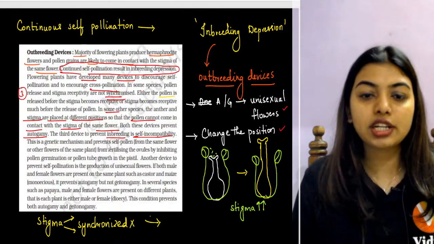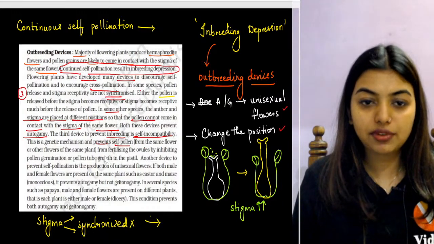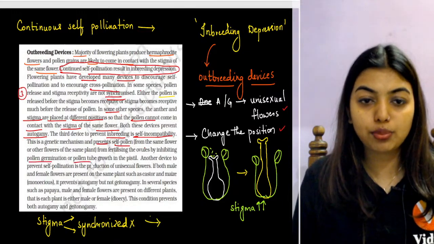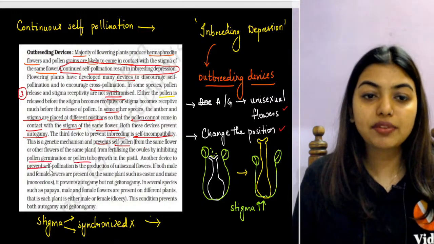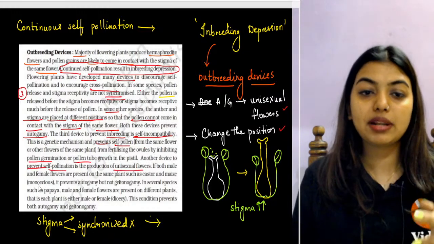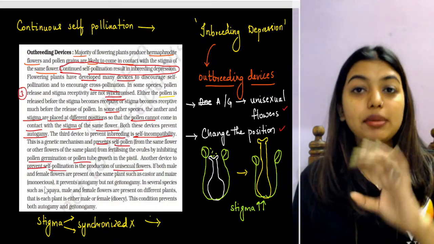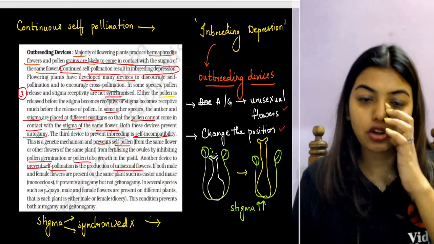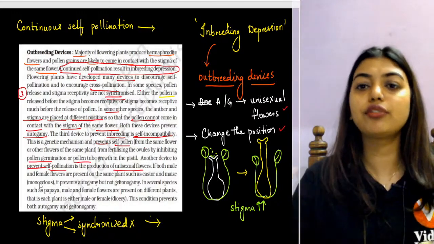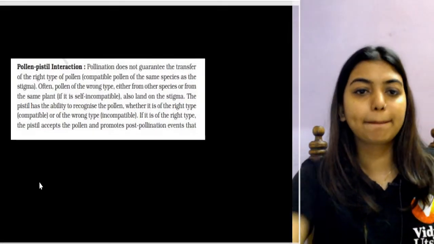Another device to prevent self-pollination is the production of unisexual flowers. If both male and female flowers are present on the same plant, such as castor and maize, it prevents autogamy but not geitonogamy. Geitonogamy cannot be prevented. For that, you will have to do artificial hybridization, like emasculation and bagging, etc. Correct? Yes, students?